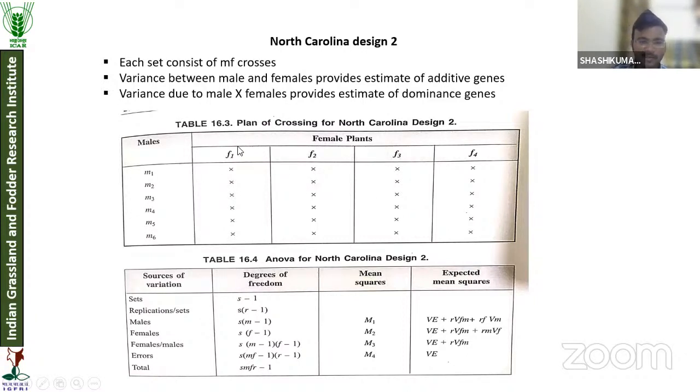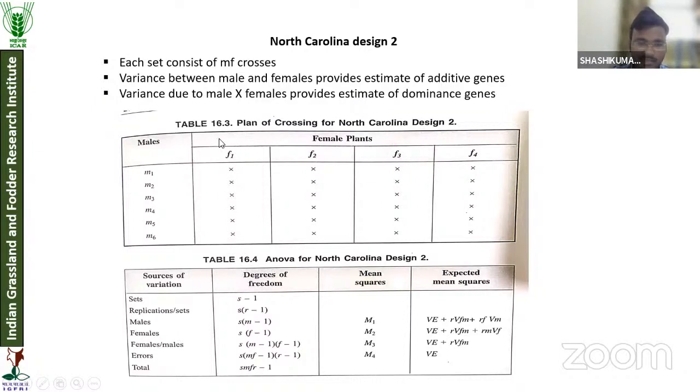So here the total crosses in the set is equal to M into F. The variance due to males and females provides the estimate of parity variance, because these are all offspring populations. So the offspring population will estimate the general combining ability. So it will give additive gene action. For F also, this whole population, the F1 lines will become the GCA.